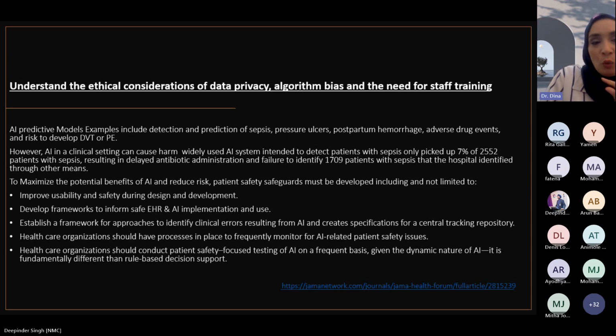consideration here. In one of the clinical settings, we implemented AI detection of patients with sepsis, and it picked up only 7% of the patients with sepsis, and this delayed the antibiotic administration. It caused a lot of failure. This failure didn't reach the patients because it was identified by other means. However, you have to make sure that you validate and revalidate and keep watching your AI.